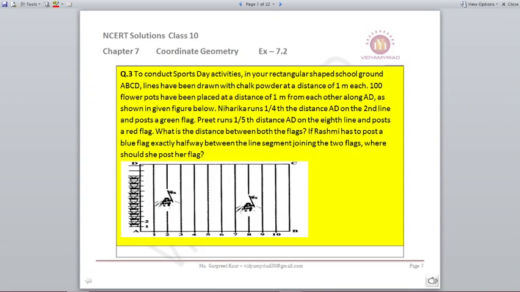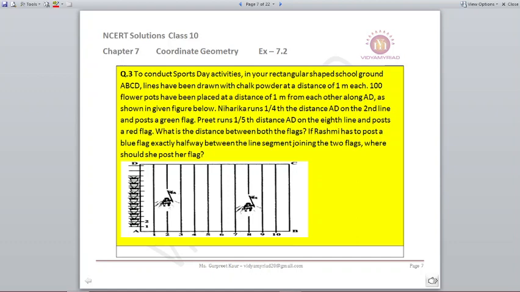Question number 3. To conduct sports day activities in your rectangular shaped school ground ABCD, lines have been drawn with chalk powder at a distance of 1 meter each. 100 flower pots have been placed at a distance of 1 meter from each other along AD, as shown in the given figure. Niharika runs 1/4 of the distance AD on the second line and posts a green flag. Preet runs 1/5 distance AD on the 8th line and posts a red flag. What is the distance between both the flags?